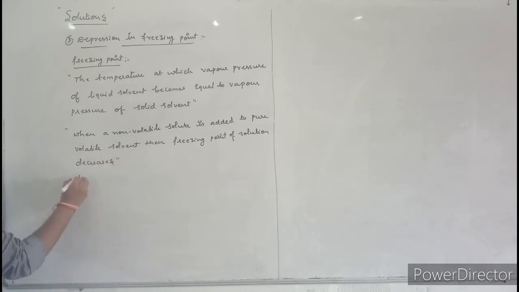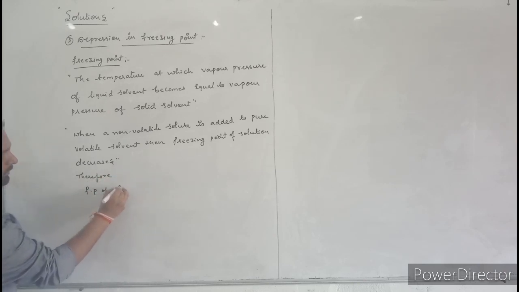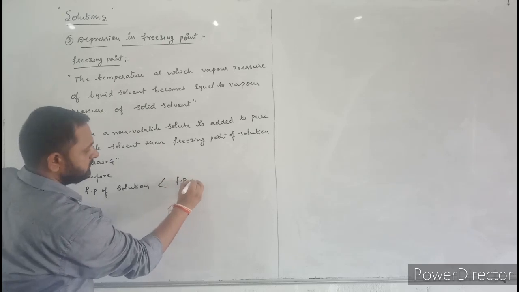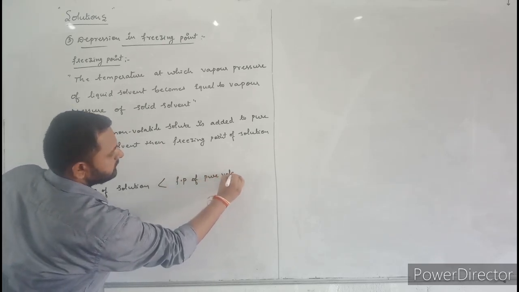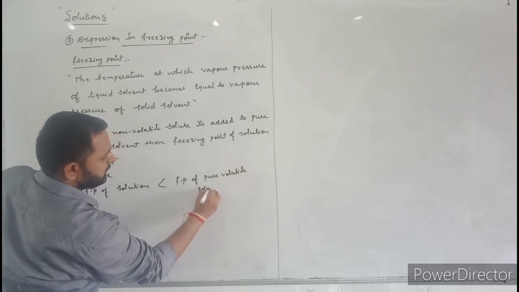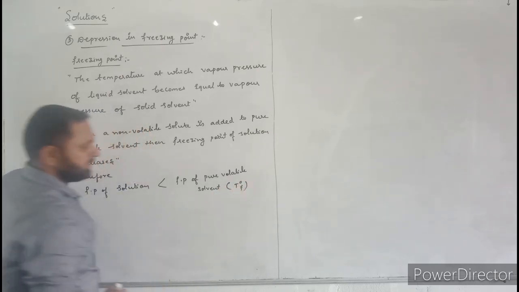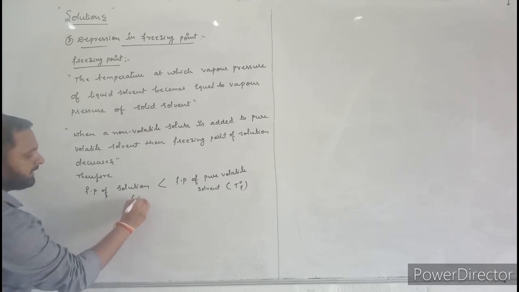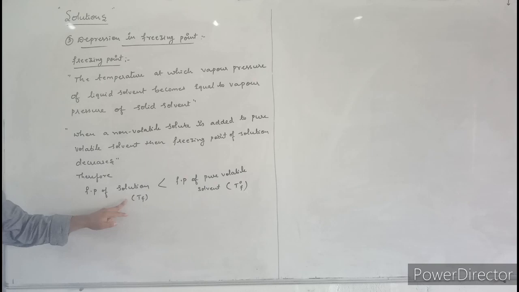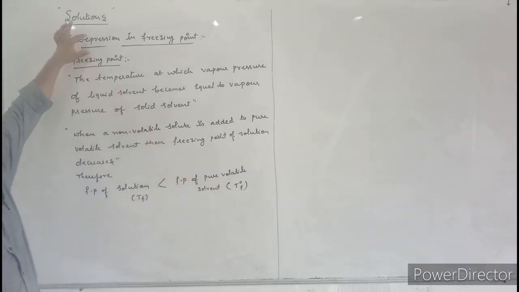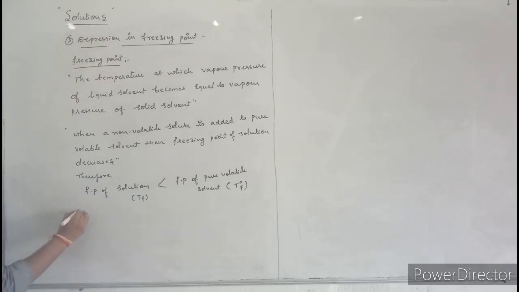Here I will write, therefore, the freezing point of a solution is always less than freezing point of pure volatile solvent. Here the freezing point of pure volatile solvent is represented by T0F. The freezing point of solution is represented by TF. Here TF is always less than T0F. The difference between freezing point of solution and the freezing point of pure volatile solvent is called the depression in freezing point.